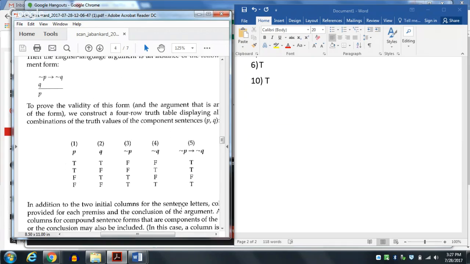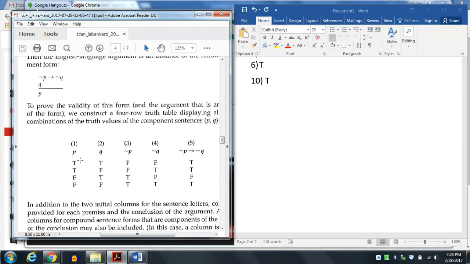When you see all these T's and F's down here where the cursor is, all they mean is if there's one of these rows that has all true premises and a false conclusion, then the argument is invalid. If that doesn't occur in the truth tree at all, then we say the argument is valid. We know it's in the right form.